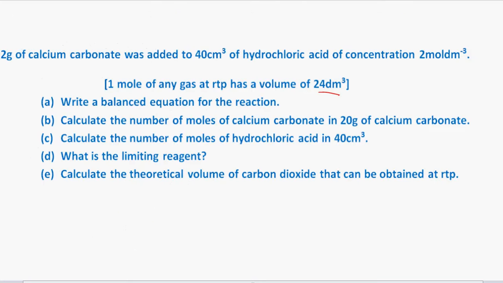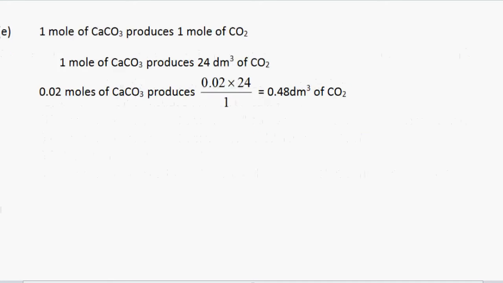And part E asks for the theoretical volume of carbon dioxide that can be obtained at RTP. We know that from the equation, 1 mole of calcium carbonate produces 1 mole of carbon dioxide. And since we are dealing with RTP, 1 mole of calcium carbonate will produce 24 dm cube of carbon dioxide. So therefore, 0.02 moles will produce 0.02 by 24 divided by 1, which gives us 0.48 dm cube of carbon dioxide.